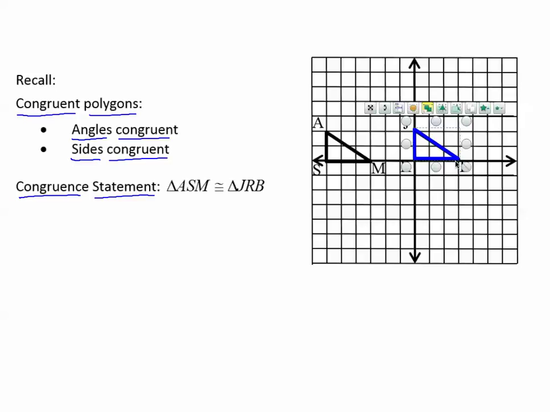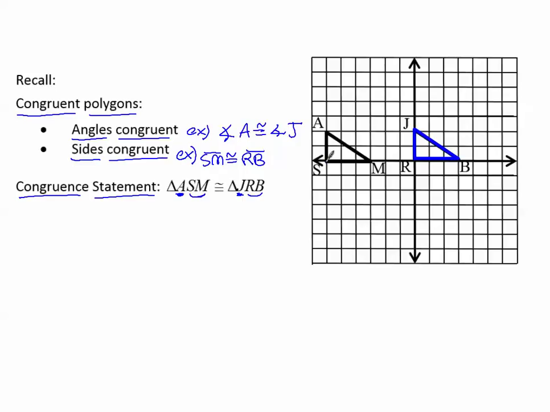The congruence statement helps us tell which parts correspond. For example, angle A is congruent to angle J. The congruent sides can be found by noticing the two letters next to each other in the congruence statement. For example, side SM is congruent to side RB.